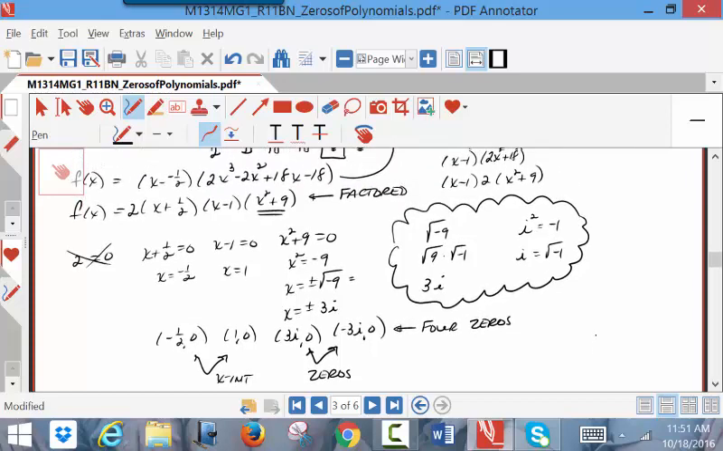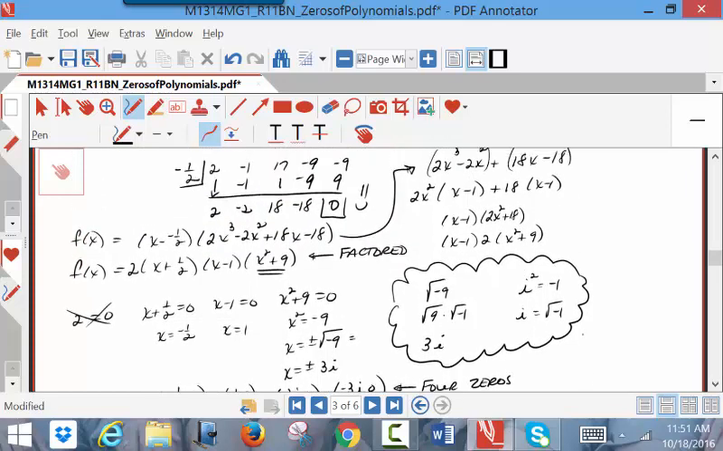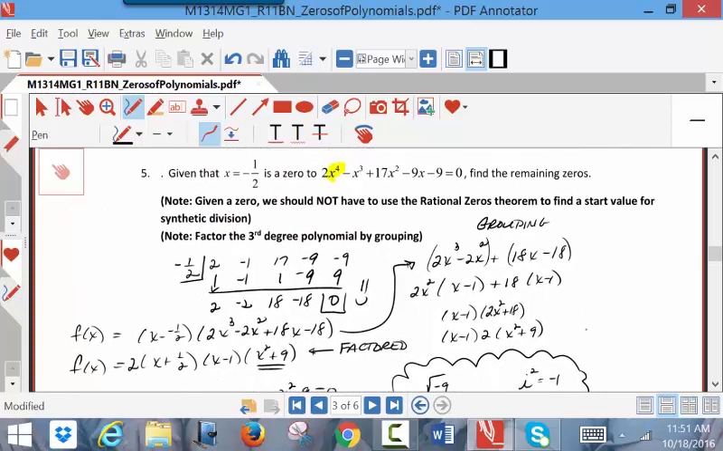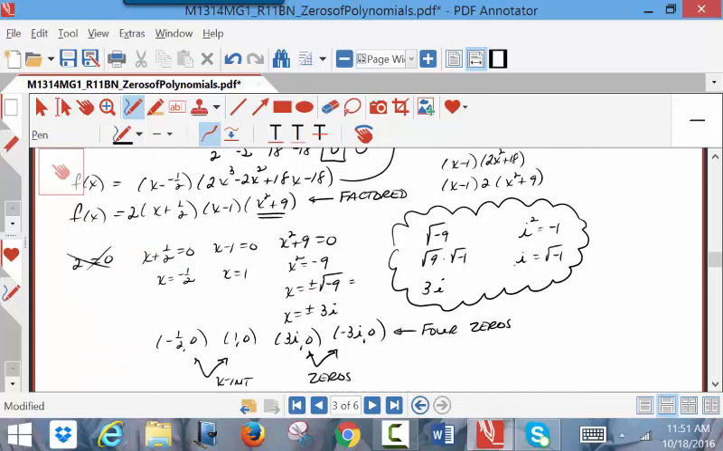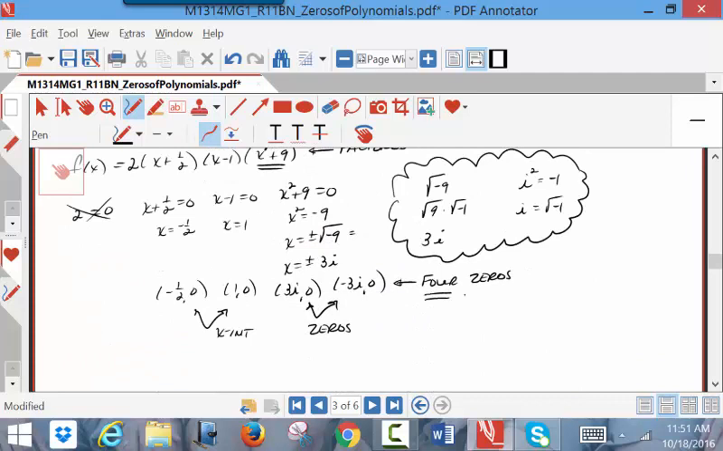So let me repeat. Let me scroll up for just a minute. Good grief, it's way up there. Okay, this was a 4th degree polynomial. And if I'm going to include imaginary numbers, I will have 4 zeros. Now that's some pretty cool stuff.